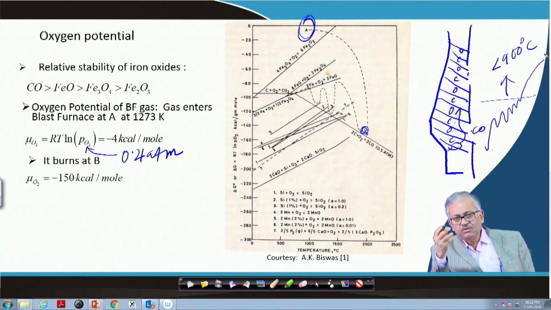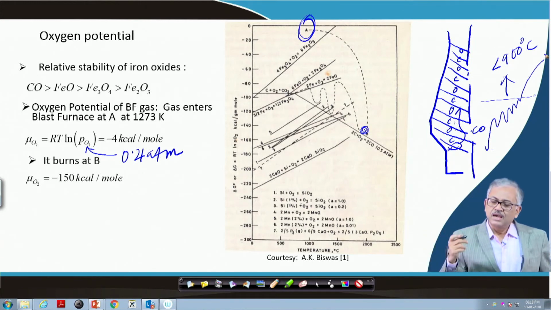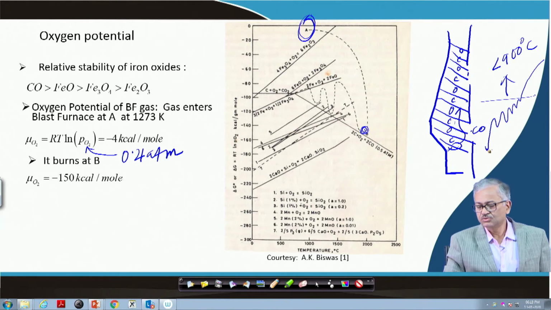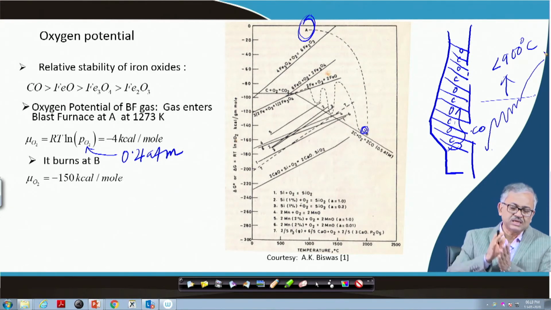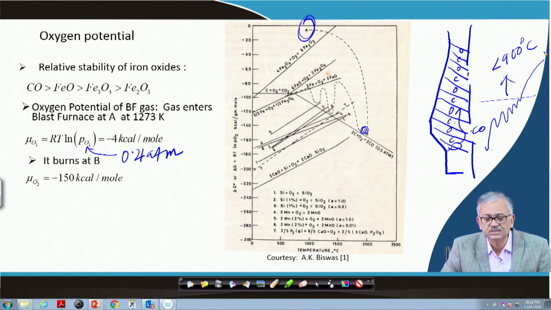So, it will take the oxygen from the ore, so oxidation potential will increase, and reduction potential will similarly decrease. Here its oxidation potential is low, and then it will fluctuate and then oxidation potential increases. As the gas moves up, its oxidation potential increases or reduction potential decreases.